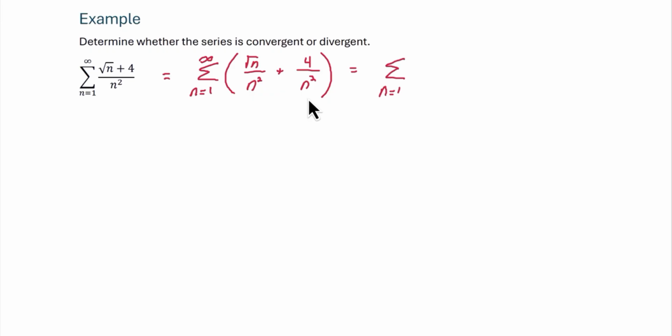Sum from n equals 1 to infinity of, let's go ahead and simplify this, the square root of n divided by n squared. We can think of that as 1 divided by n to the 3 halves. And then the second sum, n equals 1 to infinity, and that fraction is already good to go. That's just 4 divided by n squared. Hopefully now we can see that these two are p-series.